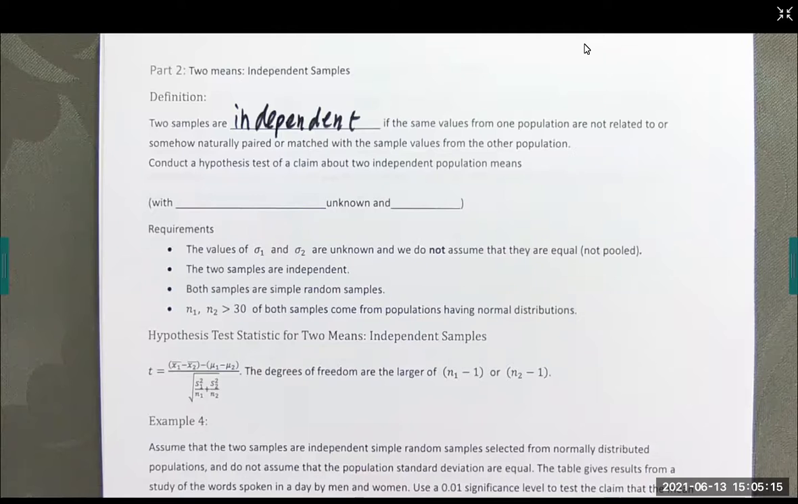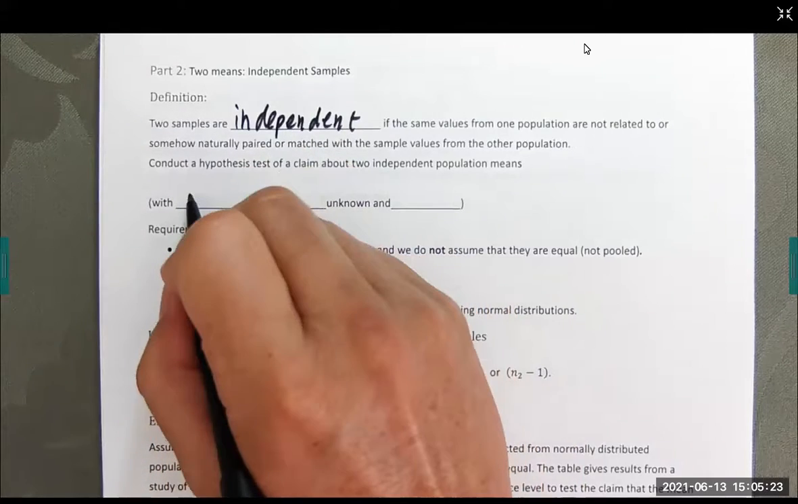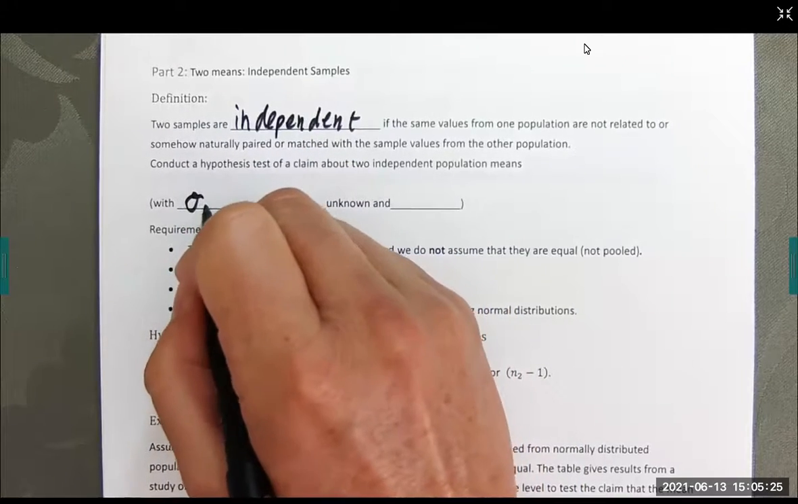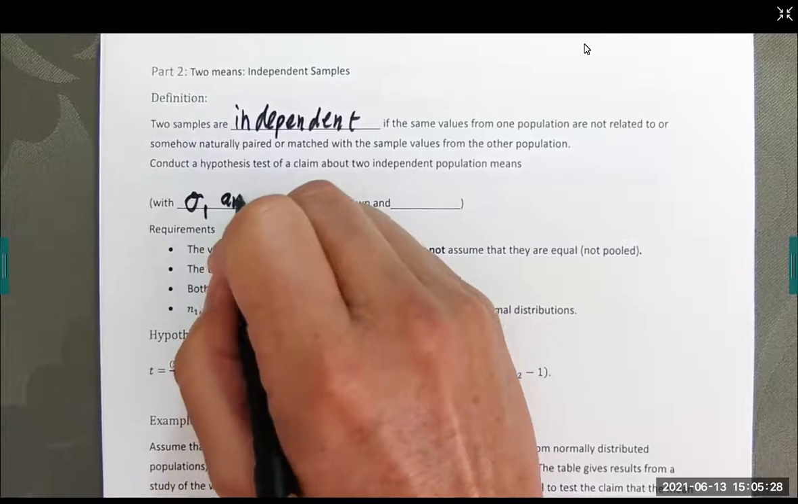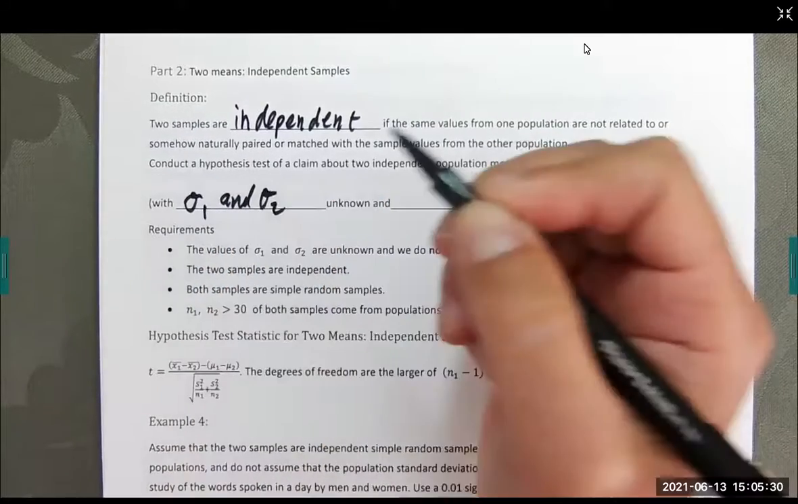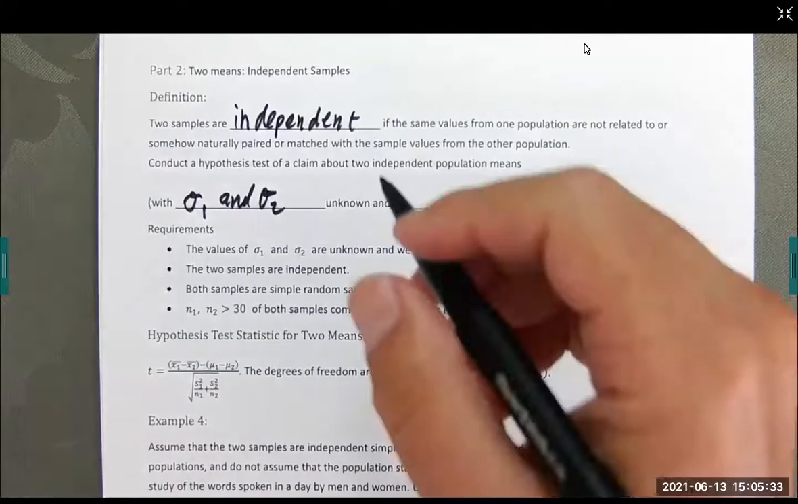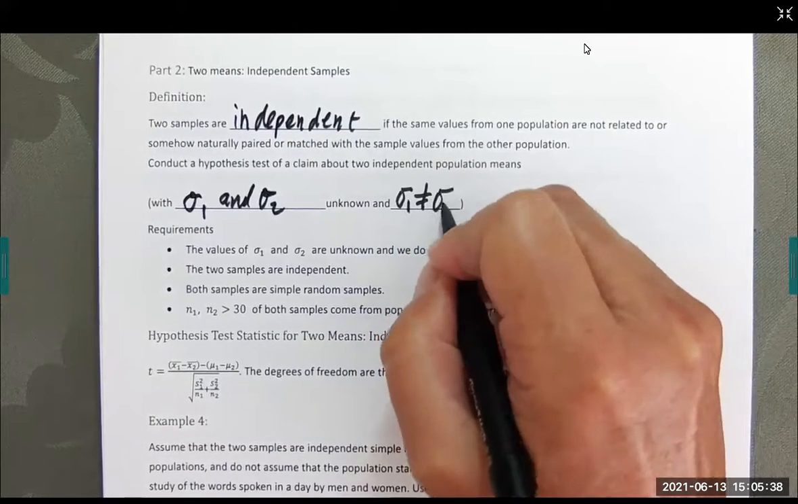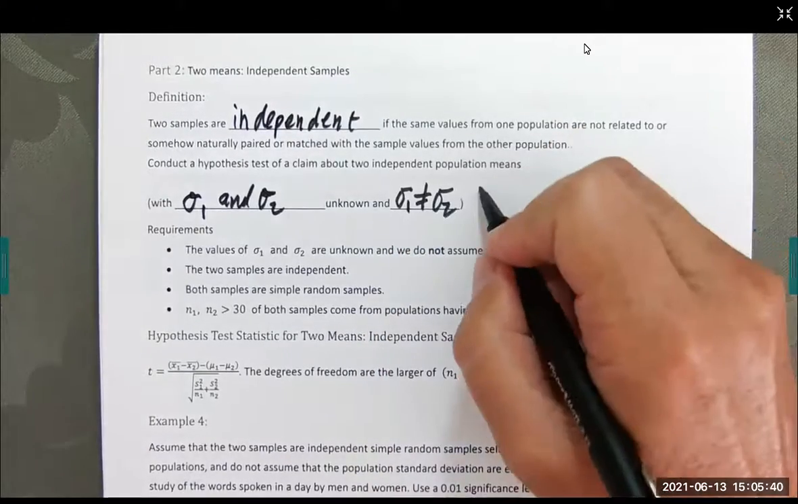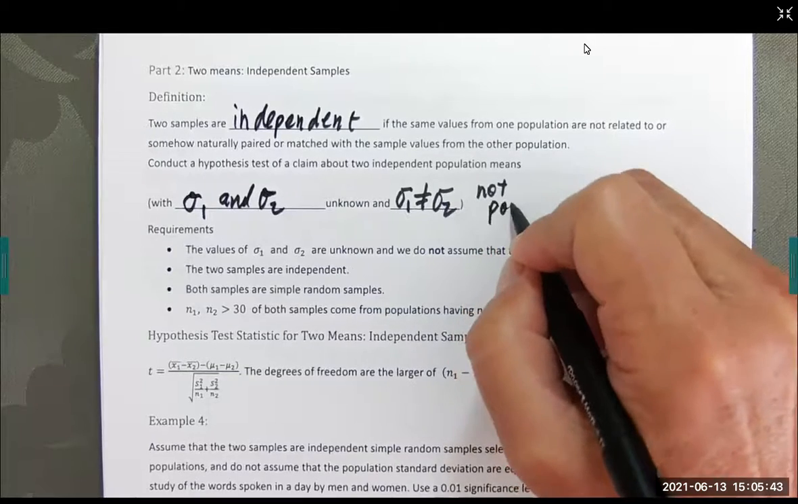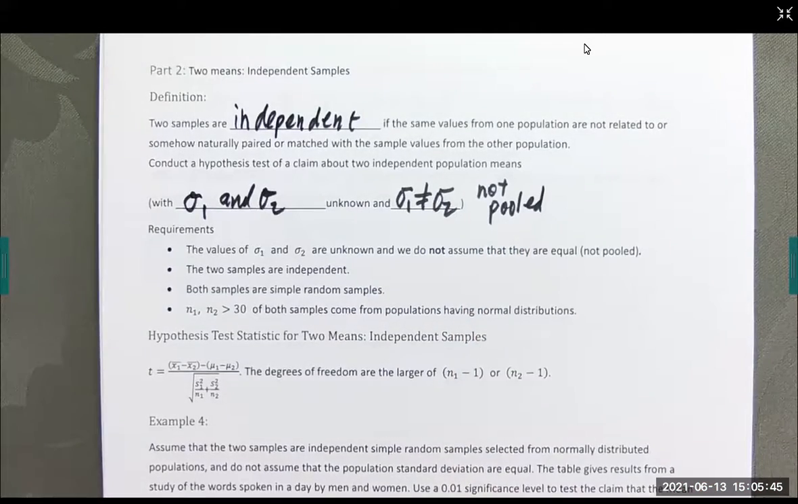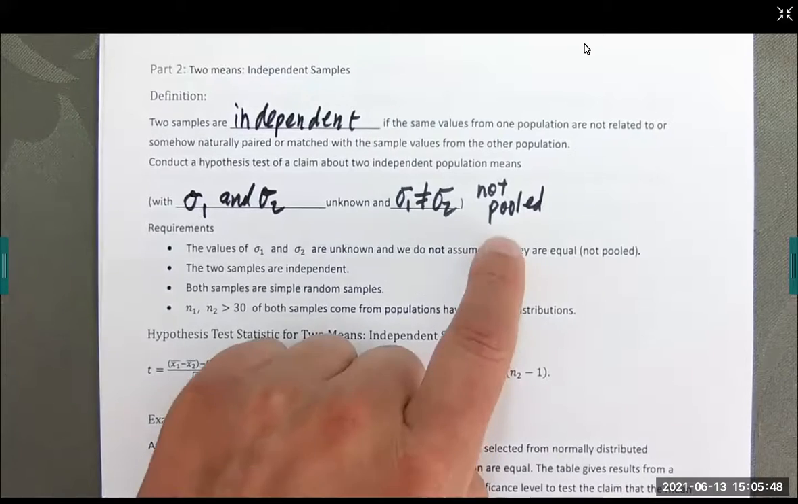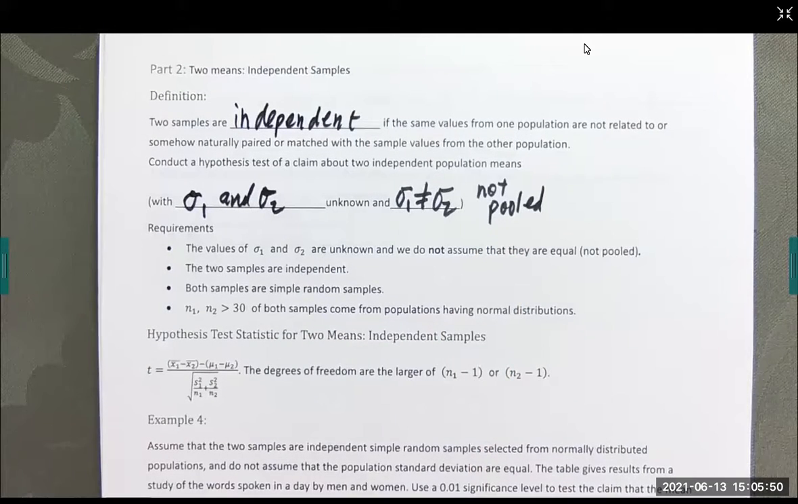Hypothesis test of the claim about two independent population means. We are going to assume that sigma sub 1 and sigma sub 2 are unknown, and we're going to assume that they are not equal. And to us, that means not pooled. I'm not going to get into pooling and not pooling, but we will need that when we use the calculator.